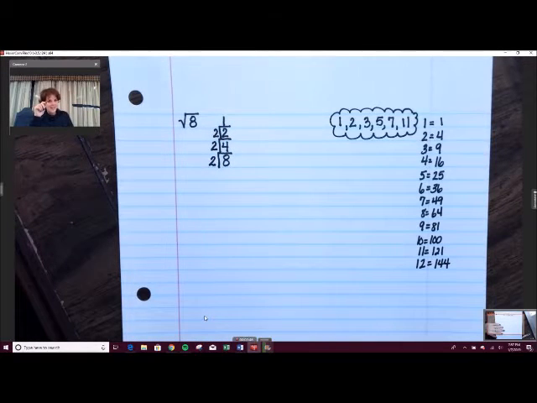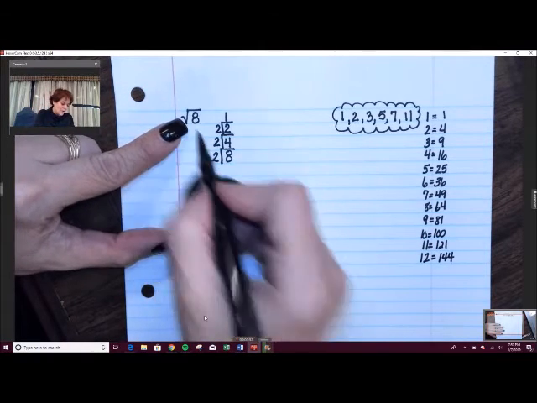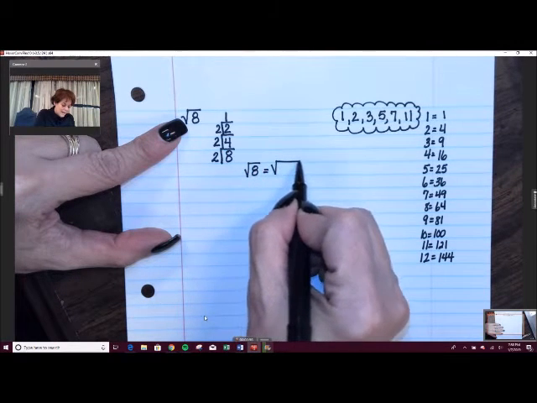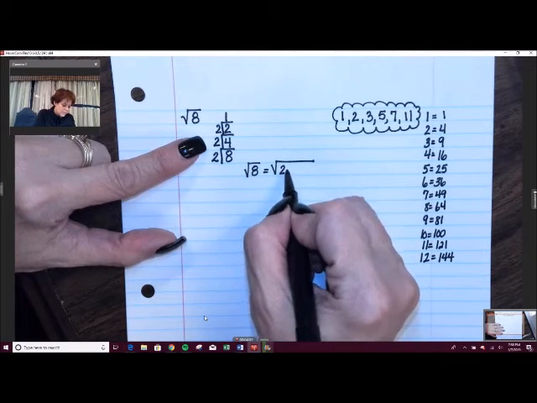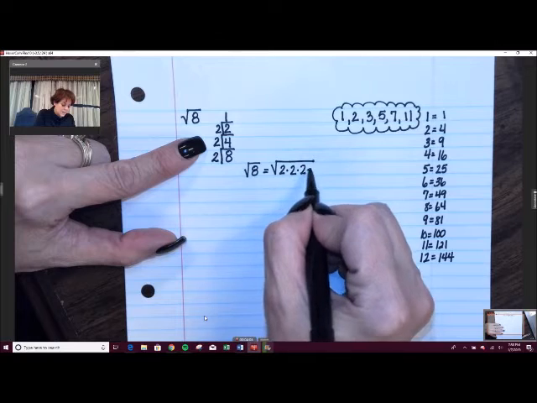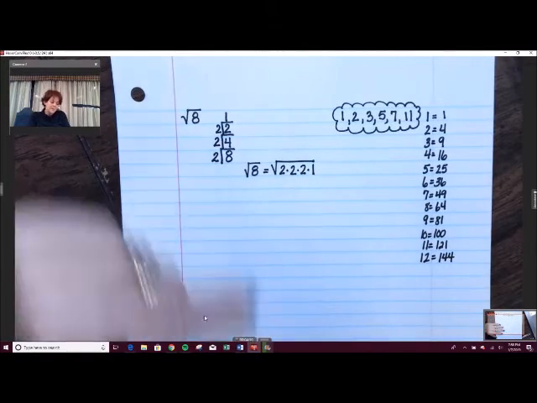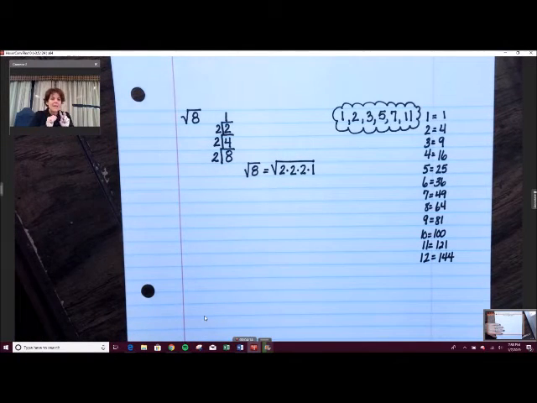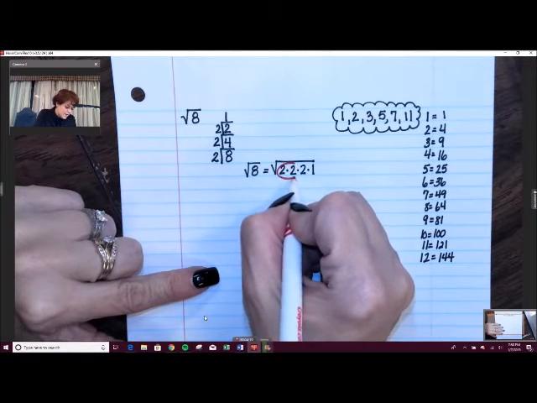Every birthday cake needs a candle on the top. Do I have a candle? Why, yes I do. So here's what I've got. The square root of 8 is the same thing as 2 times 2 times 2 times 1. Now, remember those perfect squares? I want to look under here and I want to circle anytime I have 2 numbers that are the same. So I'm going to circle these right here.